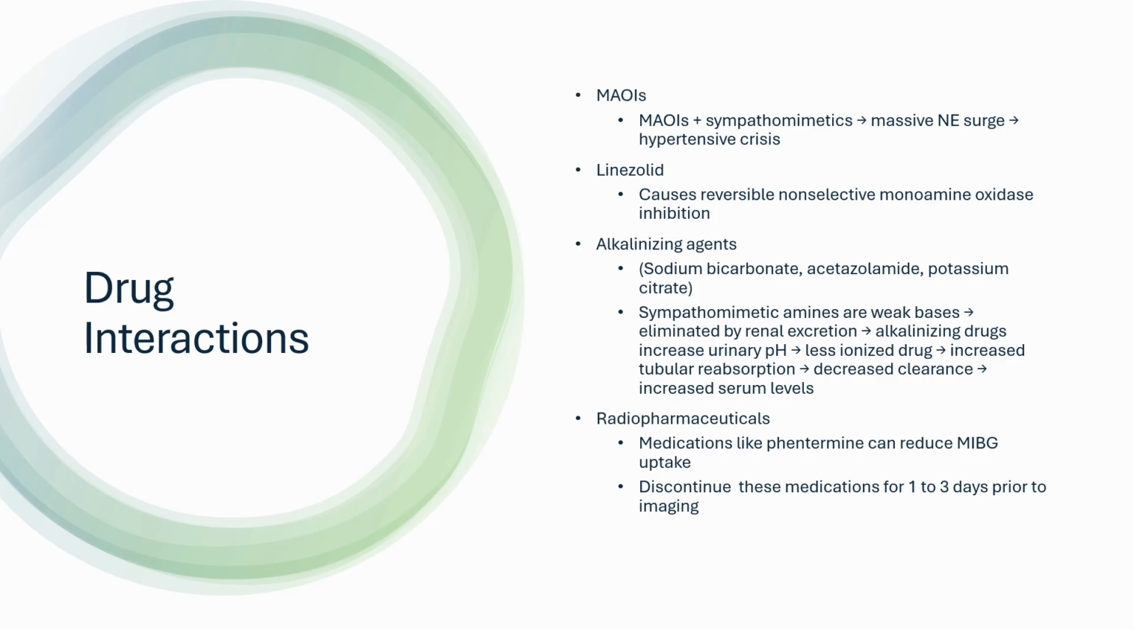Sympathomimetic agents can alter radiopharmaceutical uptake and affect diagnostic accuracy of specific nuclear medicine studies. An example is cardiac sympathetic imaging with MIBG, which is used to diagnose conditions such as heart failure and pheochromocytoma. Medications like phentermine can reduce MIBG uptake by competing with the norepinephrine transporter and altering catecholamine levels, leading to false negatives or misleading results. It's recommended to discontinue these medications 1 to 3 days prior to imaging.